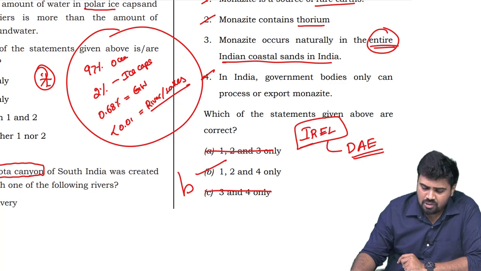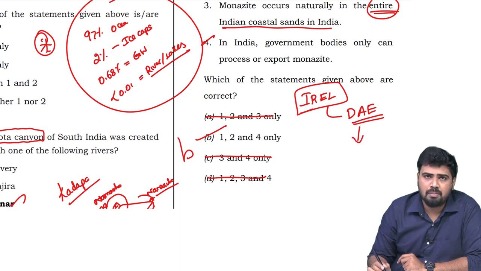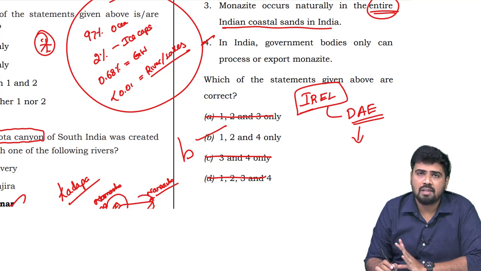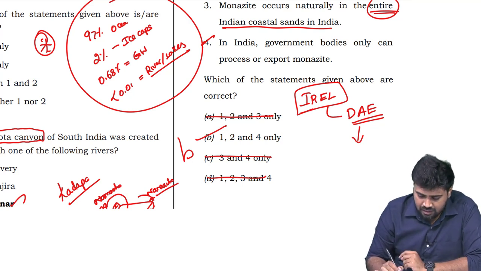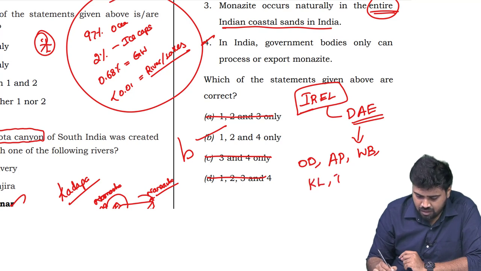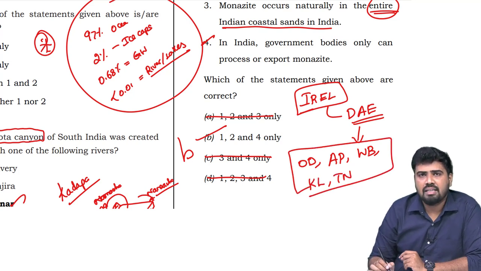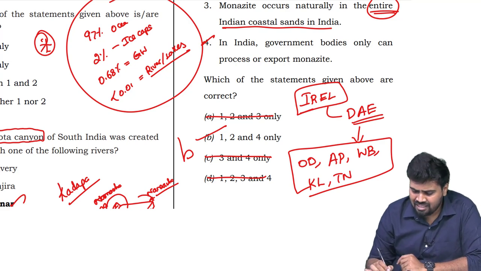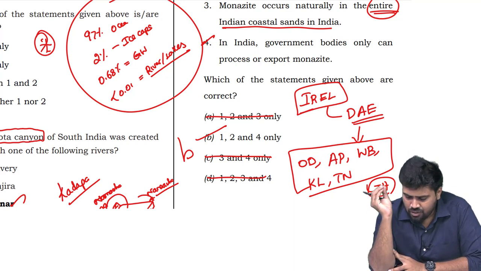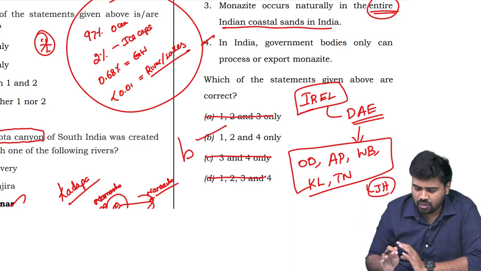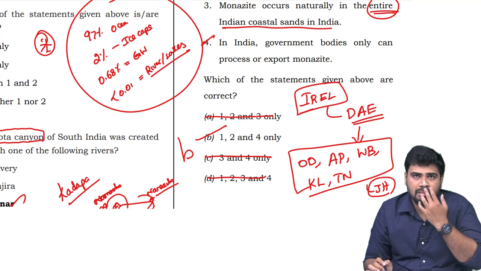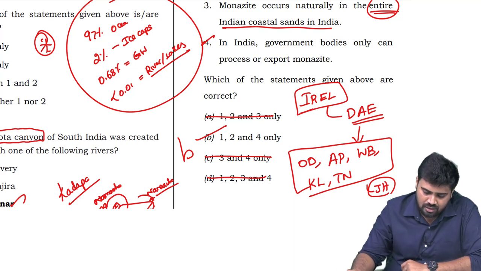Third, monazite occurs naturally in the entire Indian coast. According to DAE, the Department of Atomic Energy, only a few states have monazite deposits. It is Odisha, Andhra Pradesh, West Bengal, and particularly Kerala, Tamil Nadu. So these are the five states which have a good amount of monazite deposits, and parts of Jharkhand, but in very few percent, 0.02 something. So parts of Jharkhand have monazite deposits. Only these states have good quantity of monazite deposits: Odisha, AP, West Bengal, Kerala, and Tamil Nadu. So it is not the entire coastal region. So the third statement is wrong.